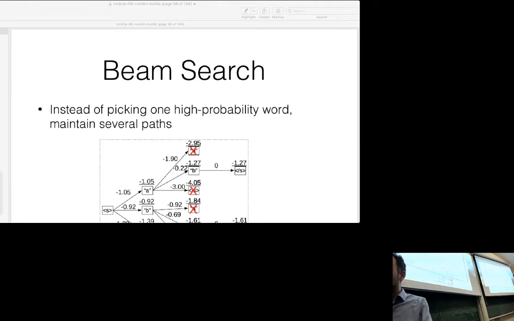And there was another paper, I don't know if I can find it immediately, that showed that actually the empty string has the highest probability a fairly large portion of the time in trained machine translation models. So this is a major issue.